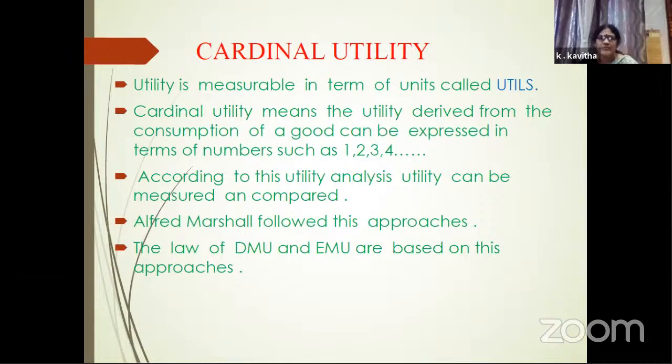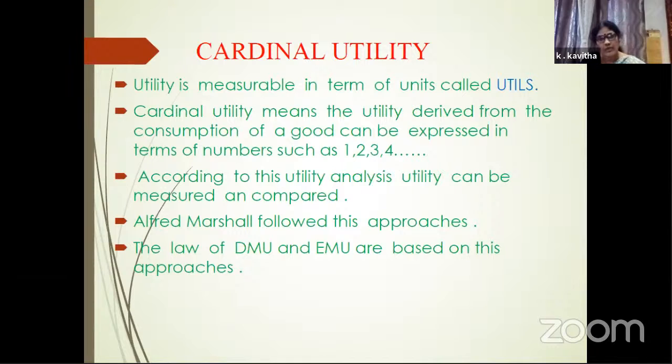Likewise, by using one apple, one unit of good, we can measure that we got 10 utils or 10 units of satisfaction. Here we are measuring the satisfaction levels which we experienced. It is a personal thing, but according to the cardinal approach, we can measure the utility. Measuring the utility in numbers is called cardinal utility. It is mostly followed by Marshall and Marshallian economists.